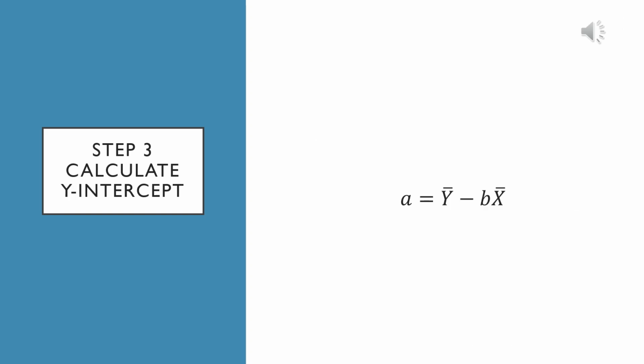Okay, so we've got the slope. Now we've got to figure out what the y-intercept is. And this one's pretty easy, at least. The y-intercept, which we call A, equals the mean of y minus the slope times the mean of x. Well, good news. We've already calculated all those numbers, so it should be pretty simple to get the y-intercept.